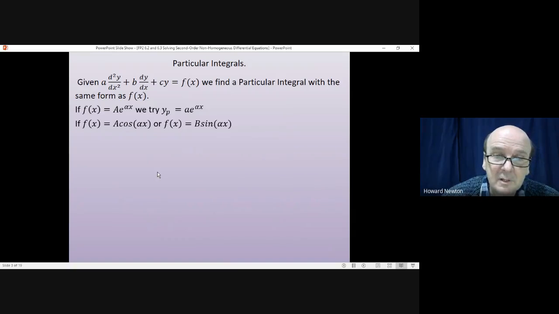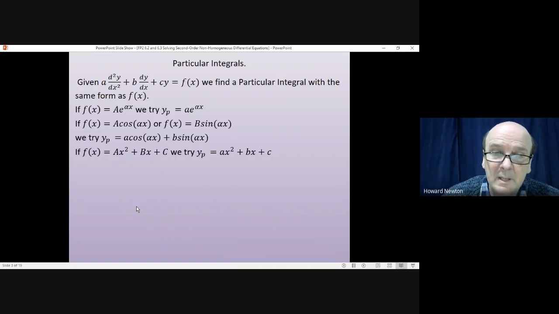If you had a trig function, and that means either cos some multiple of x or sine some multiple of x, then the particular integral is the general trig function. But you've got to be careful here. The general trig function has to include both possibilities. So the particular integral will be both a multiple of cos alpha x plus a multiple of sine alpha x. If we have a polynomial, then a particular integral is the polynomial of exactly the same degree. So if it's a quadratic for f of x, then the particular integral will be the general quadratic. If it's a cubic, the particular integral would be the general cubic, and so on.